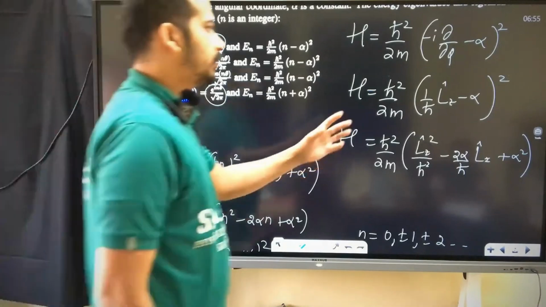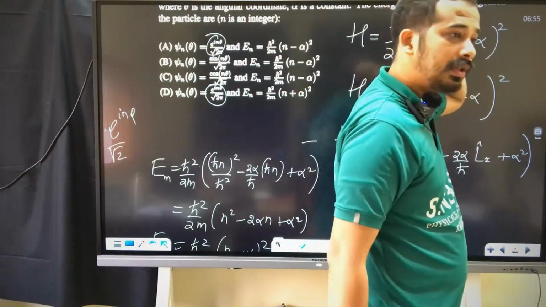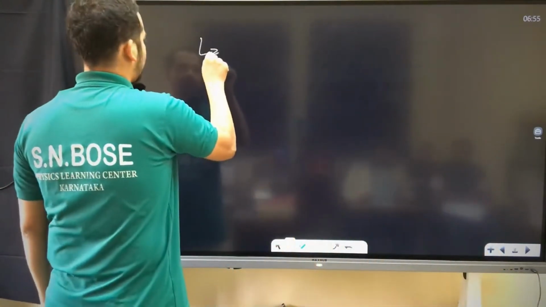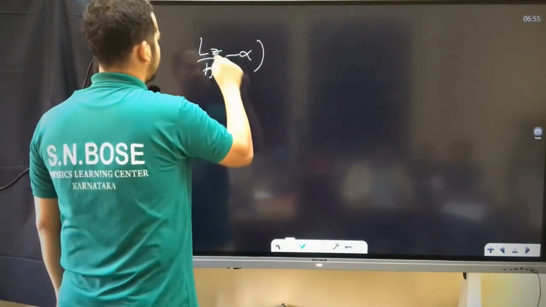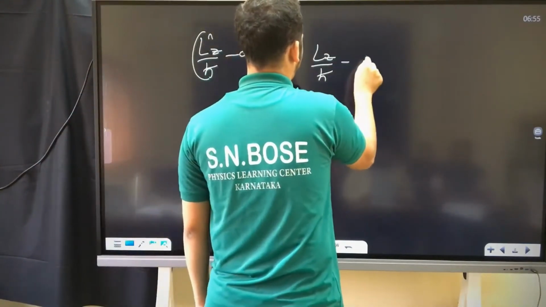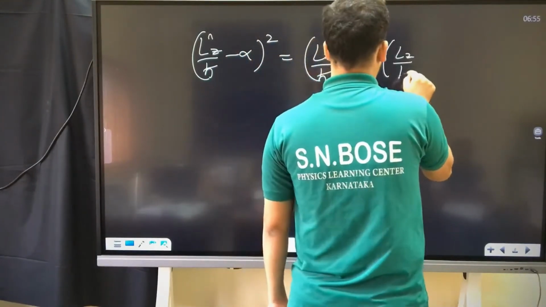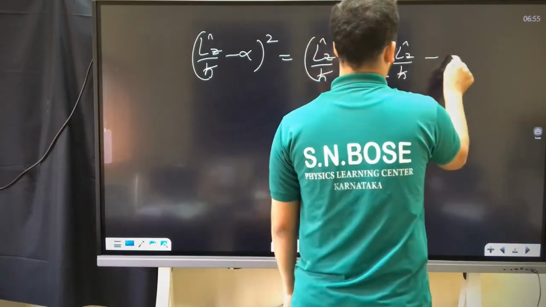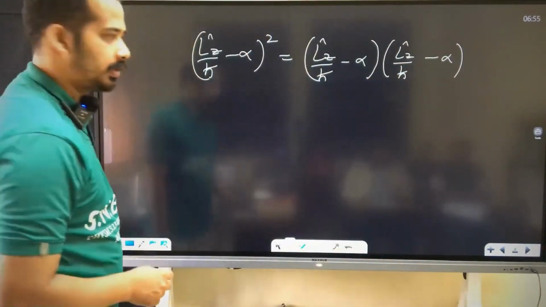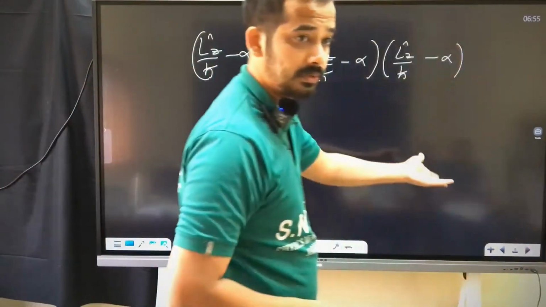What I'm saying is, when you operate it, you are operating twice actually. You can do it like that: Lz by h bar minus alpha the whole square. This is nothing but Lz by h bar minus alpha into Lz by h bar minus alpha. Now you can do logic equivalent to directly, right. What if it is non-linear? That's what I was thinking actually, but it is linear.